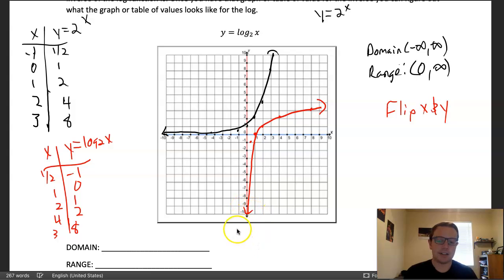Again, we have an asymptote at the y-axis, meaning it gets close to the y-axis but never touches. And then knowing our domain of the inverse was negative infinity to positive infinity, and our range was 0 to infinity, what is the domain and range of the logarithm going to be?